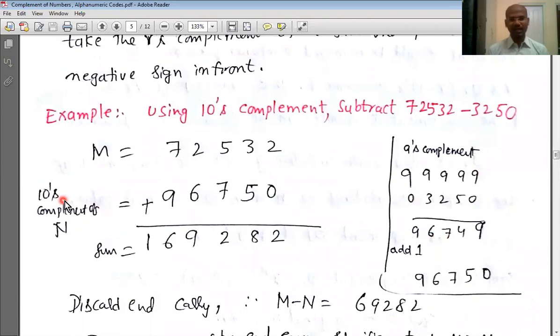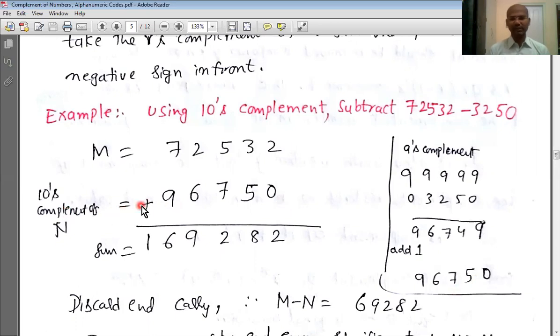Here we are doing subtraction using 10's complement. After adding 1 to the result, this becomes 96750. This is the 10's complement of n. So we should not write n directly. Instead of n, we have to write the 10's complement of n.